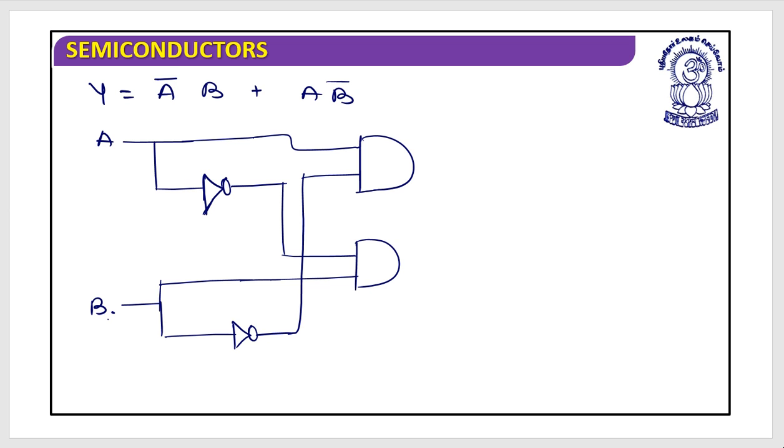Yes, and as this is A bar B and AB bar, now I need to connect this with the OR gate so that I can get this. It's an A bar B, AB bar, and OR operation. Yes, this is the Y. It is as simple as that.